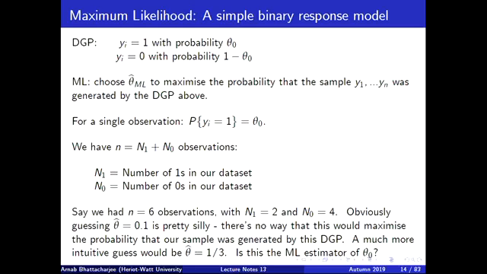So, in order to do that, we have to write down probabilities, right? So for a single observation, what is the probability that yi equal to 1? That is simply theta naught. We have n observations. Because they are IID, we can order them in any way. So we have ordered them so that n1, which are the ones in our data set, come first and then the zeros. This makes life a bit simpler.